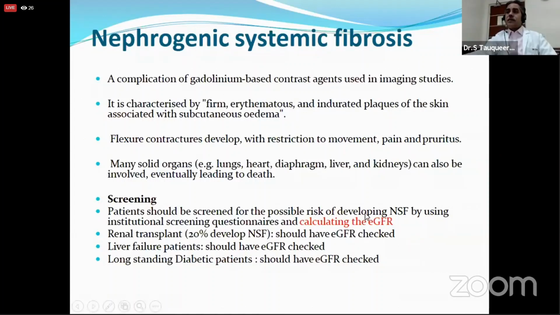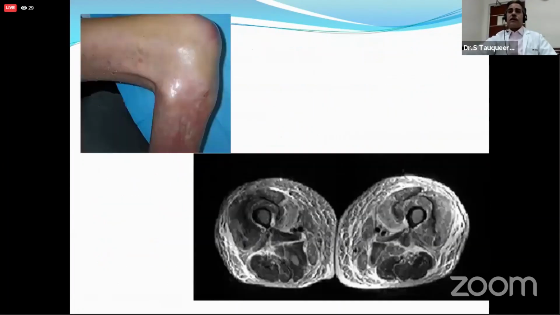We ask the patient to get the serum creatinine and EGFR for all patients who are undergoing MRI contrast, and especially diabetic patients, renal transplant patients, liver failure patients, and patients on chemotherapy. It's mandatory and can never be skipped. So we get the serum creatinine done, followed by the EGFR method. We calculate the GFR, and then we take a call on whether the contrast is safe in these individuals or not. So this is how nephrogenic systemic fibrosis looks.